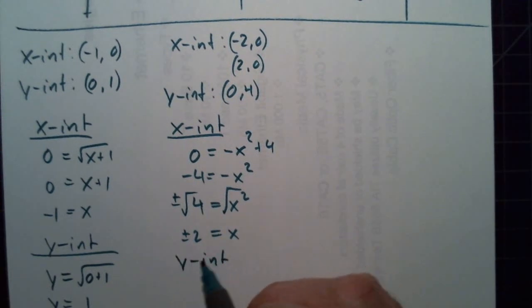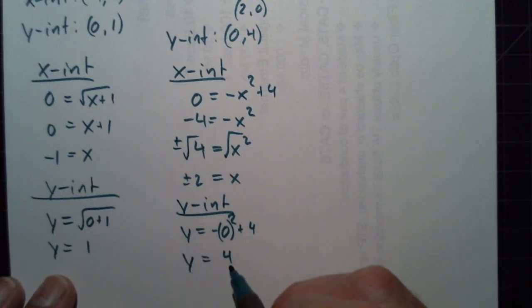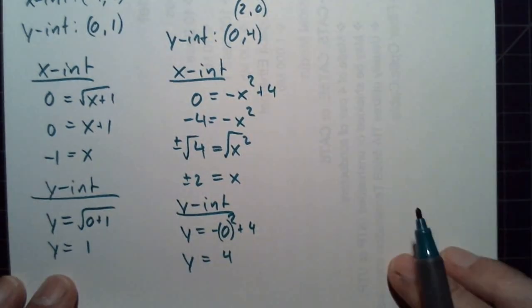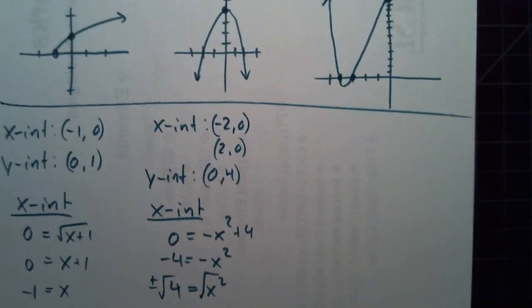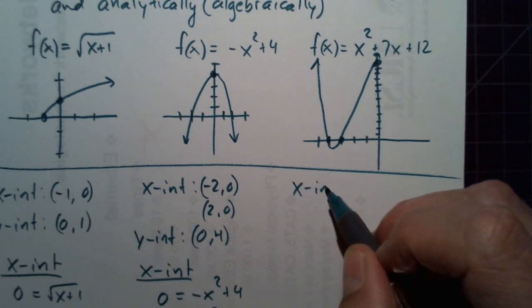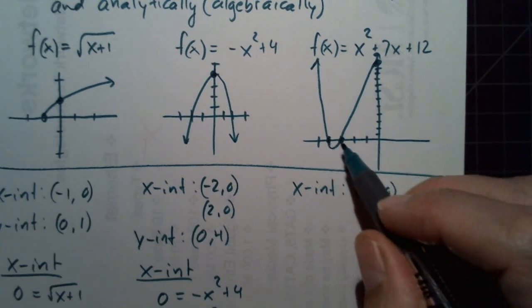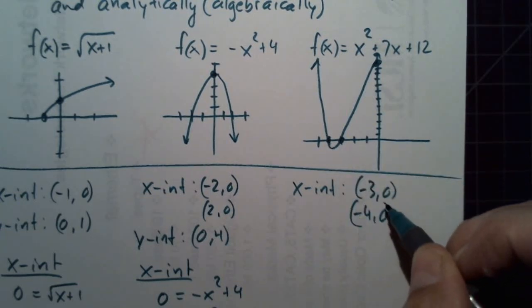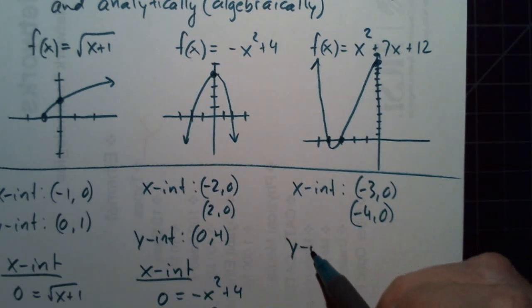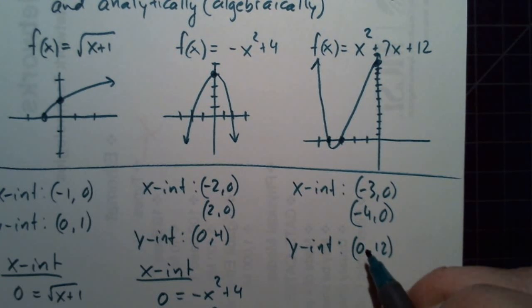And then the y-intercept is when the x equals 0. So we have y equals 4, and that's what we saw in the graph. Here we have x-intercepts. We have negative 3, 0, and negative 4, 0. The y-intercept is at 12, so 0, 12.